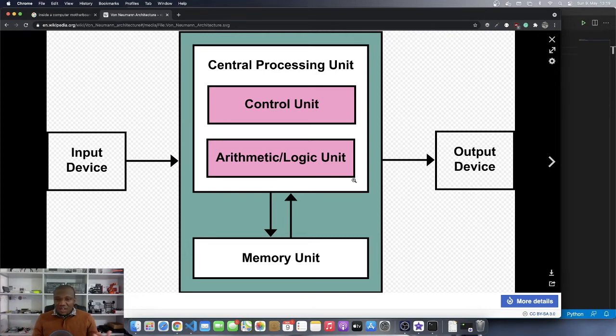So this is the block diagram of the von Neumann architecture, and you can see that there is a connection between an input device and your central processing unit. This is actually where most of the magic happens. And then there are also connections to output devices. Now, the connections are called buses, okay? Like the buses you know that run in your city.